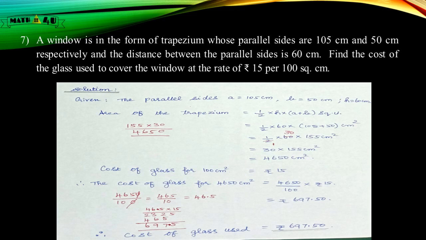4650 centimeter square. Cost of glass for 100 centimeter square is rupees 15. But we have to find the cost for 4650 centimeter square. Therefore, the cost of glass for 4650 centimeter square will be equal to 4650 divided by 100 into rupees 15. The answer is rupees 697.50. That is rupees 697 and 50 paise.